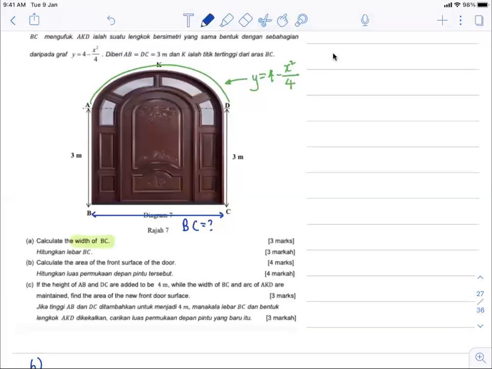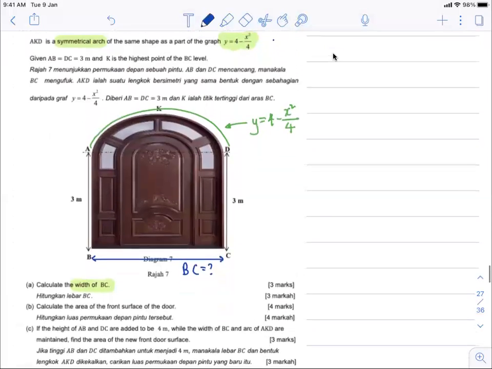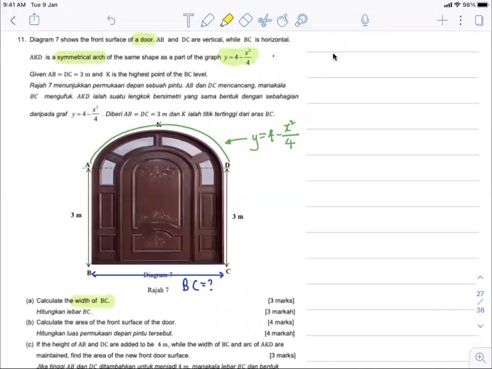Okay, to attempt this question, first we need to analyze this equation, because we want to add the x-axis and the y-axis into the door. Every equation has a y-axis and x-axis, right? So to do this, we can first find the y-intercept. The y-intercept is when x is equal to 0. When x is equal to 0, y equal to 4 minus 0, y equal to 4. So the y-intercept will be 4.